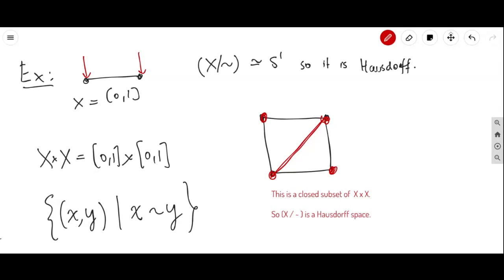So this is a fairly easy example to use. But in general, it's going to be hard to see because in this case we can draw it, because this is a line, so the product is going to be a square. But if X was a region in two-dimensional space, then this would be a four-dimensional object and you cannot really see it anymore. So it's not exactly the easiest condition to see, but it's some condition that tells you when the quotient is a Hausdorff space. Okay, so we have this result.